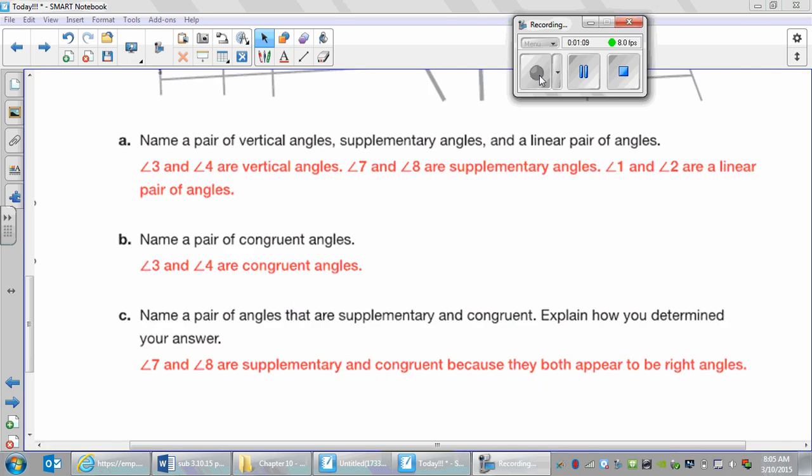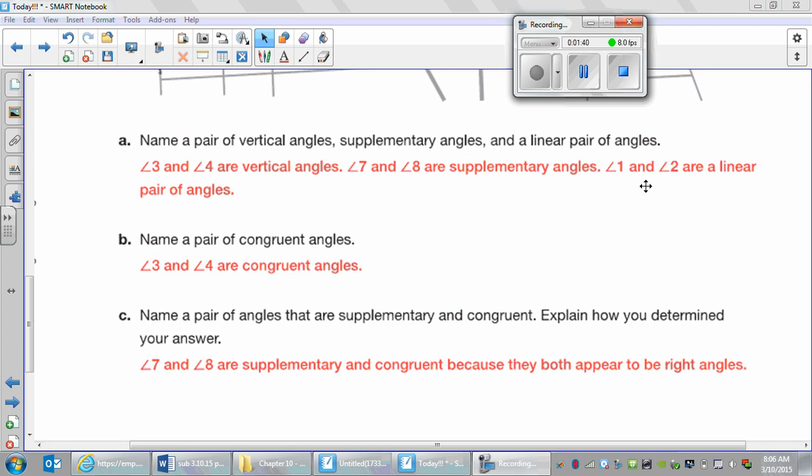All right, so for vertical angles, we'll have 3 and 4, supplementary 7 and 8. Remember, you could have also had 14 and 15, 1 and 2, or 9 and 10. So any of those would work, or if you listed them all. And then a linear pair is the same as supplementary, so any of those 4 that I just said would work.